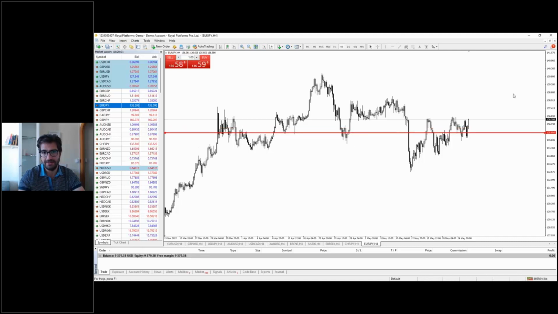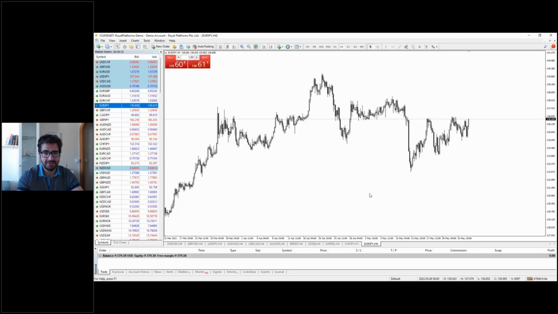Okay, this is a horizontal line. You can use the trend line as well, or a channel, for a quick example. It's up to you how you plot them on your charts. If you would like to remove these indicators, you double click on them and press delete on your keyboard.